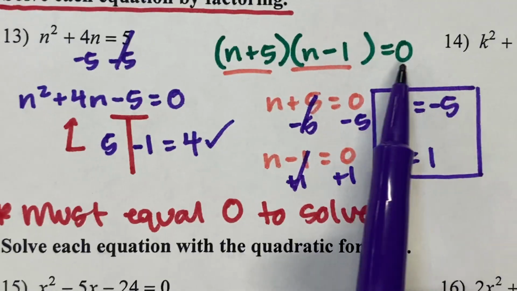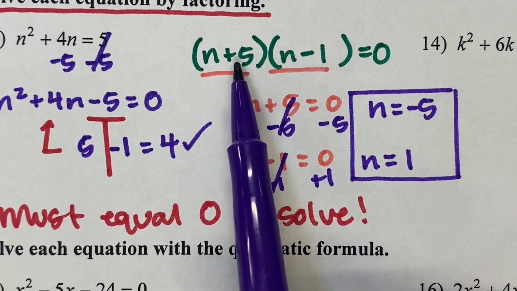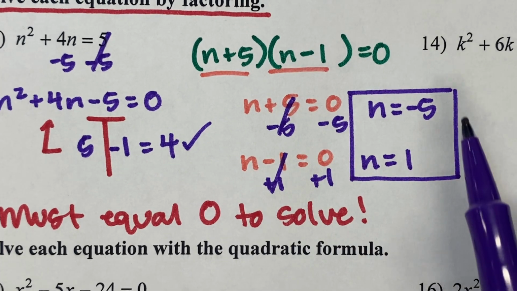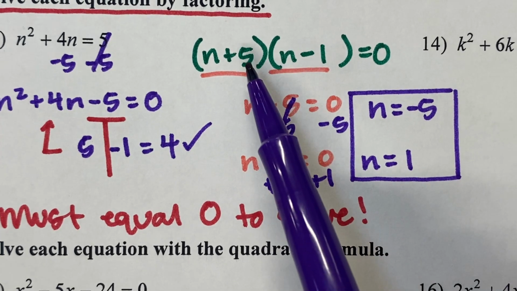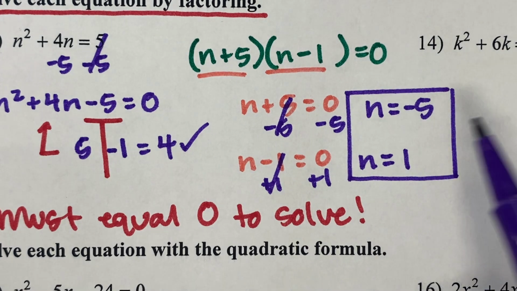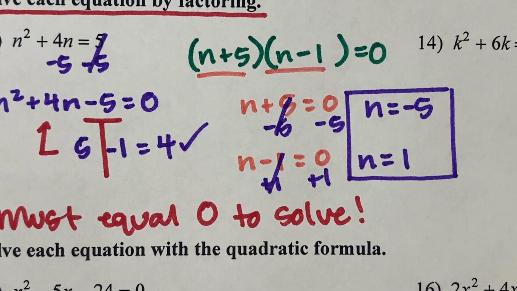If you remember when we did this in class, your answers are just the opposites of the two factors that you found, right? So I found that my factors were positive 5 and negative 1. Well, my answers are negative 5 and positive 1.